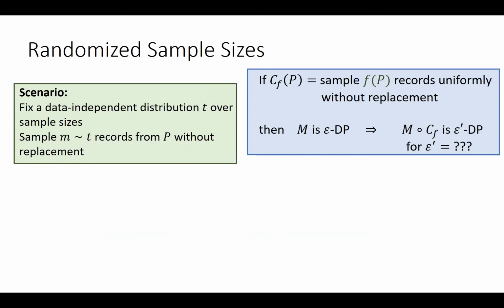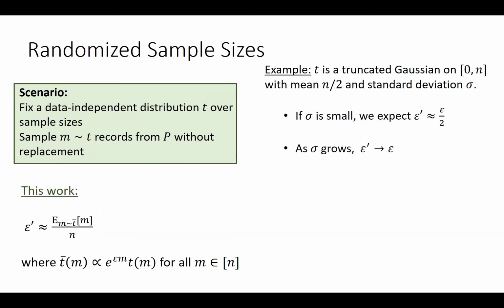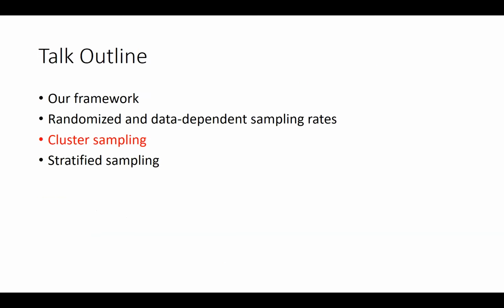Okay, so I'm totally running out of time, so I'll just skip a bunch of stuff. We also consider randomized data-independent sampling rates, and improve some stuff about this. I'm going to get on to these more complex sampling designs that I promised, in particular clustered and stratified sampling designs.